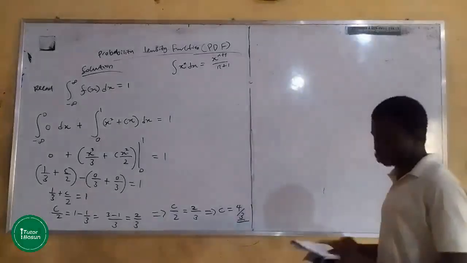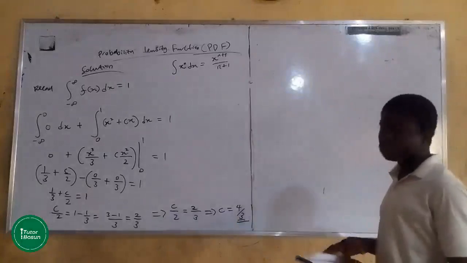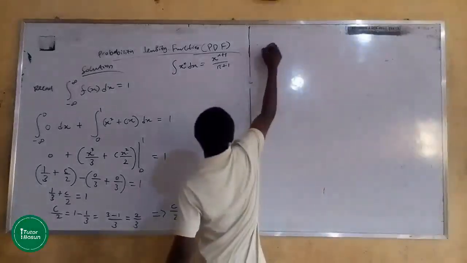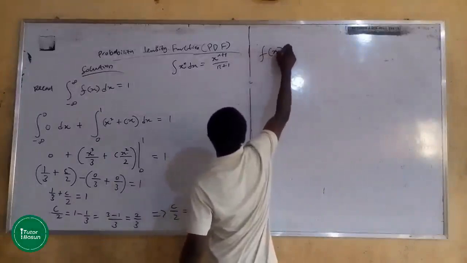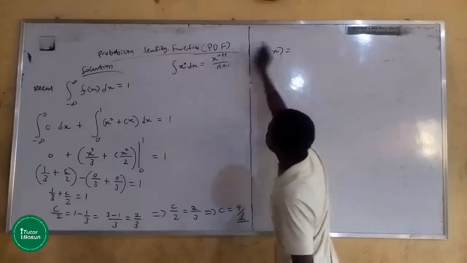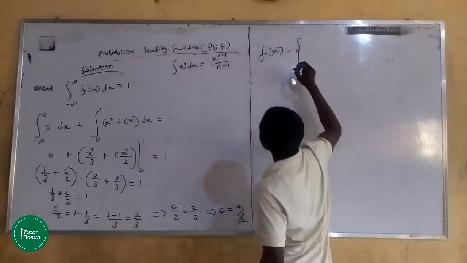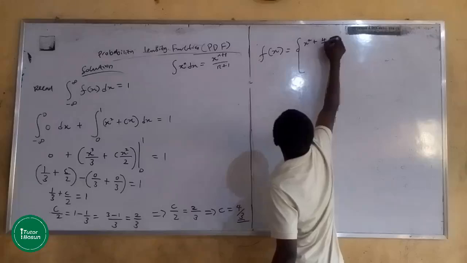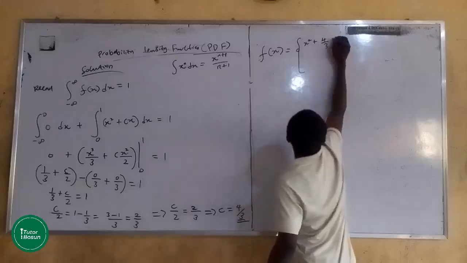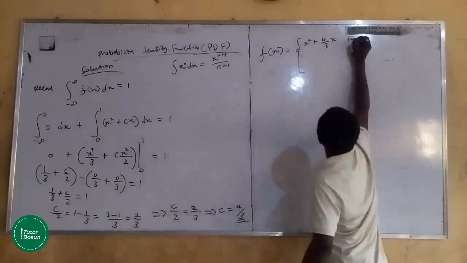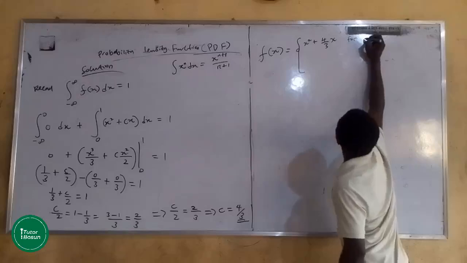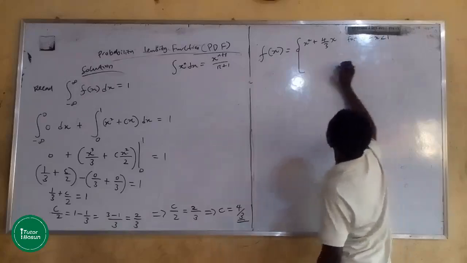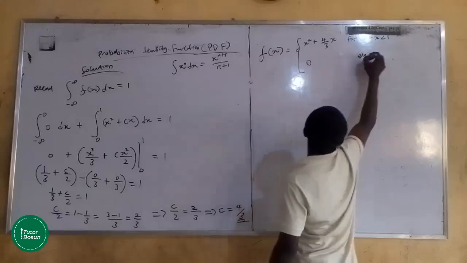What else are we asked to calculate? We are asked to obtain capital F of x, which is the distributive function. To determine capital F of x, firstly we write the probability density function, which is going to be x squared plus 4 over 3 x, where we have replaced c with 4 over 3, for 0 less than x less than 1, and we have 0 elsewhere.